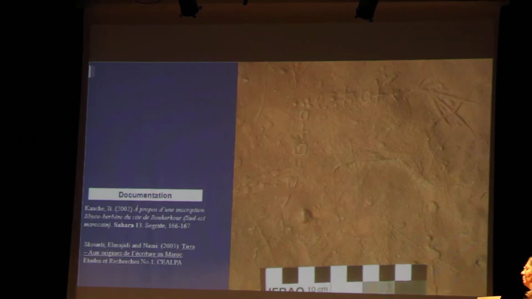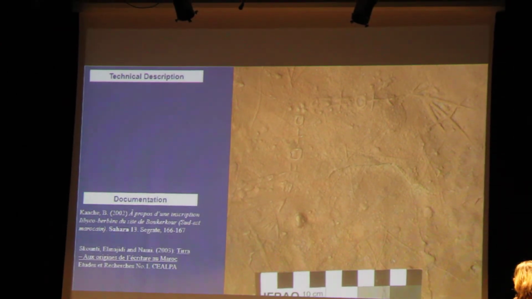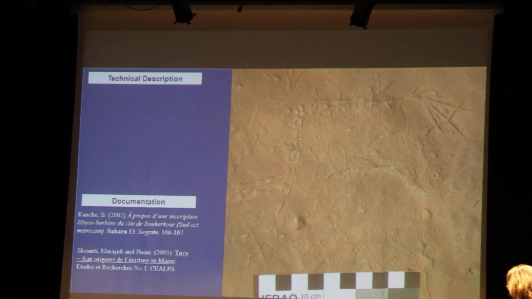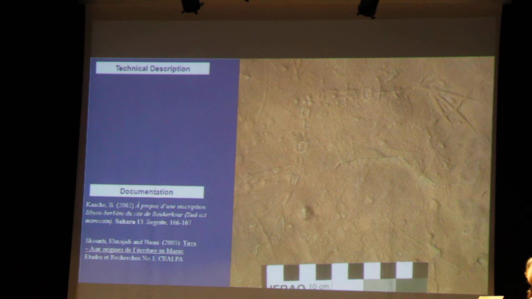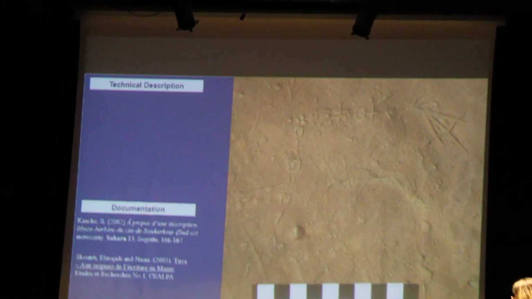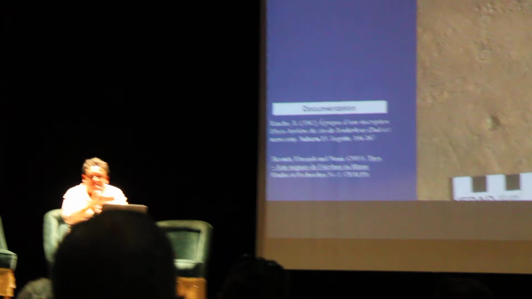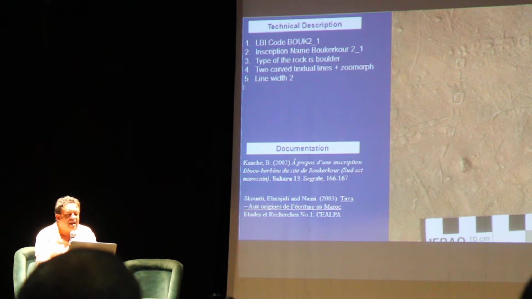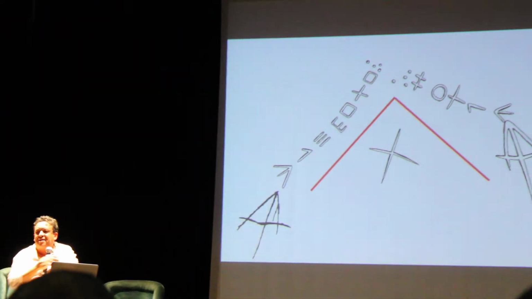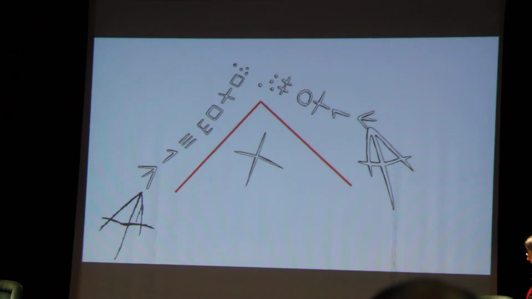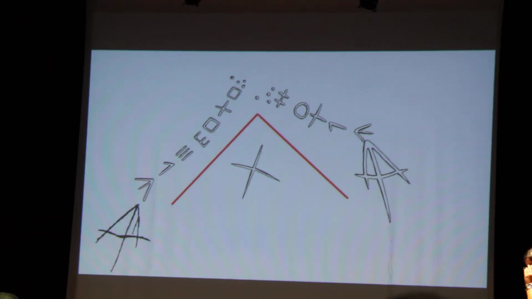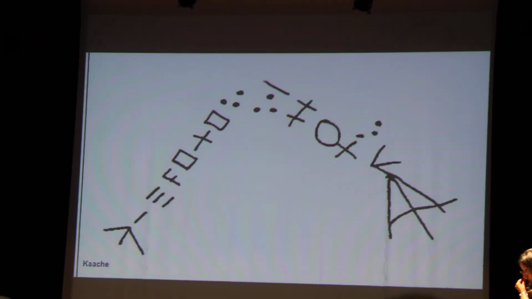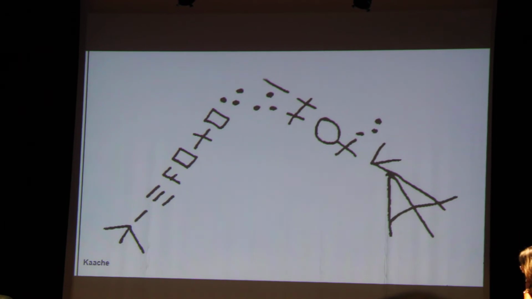So straightforwardly to the example that I will be discussing, here it is. It was documented by Cash, in 2002, and then by Sponti, Al-Majidi, and Nami in 2003. So it's well documented for all technical information. You can find them in the references I'm including in my presentation. Now, this is the schematization done by Pichler and Roderick for this inscription, and this is the schematization suggested by Sponti et al., and this is the schematization suggested by Cash.